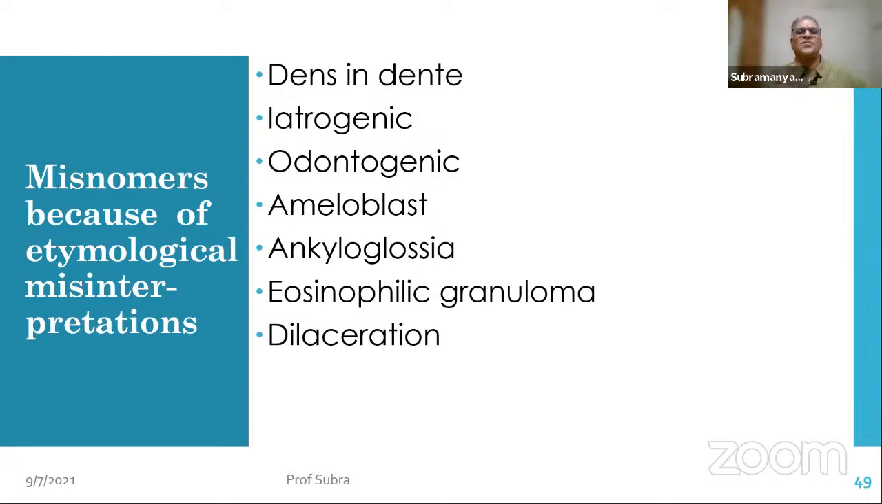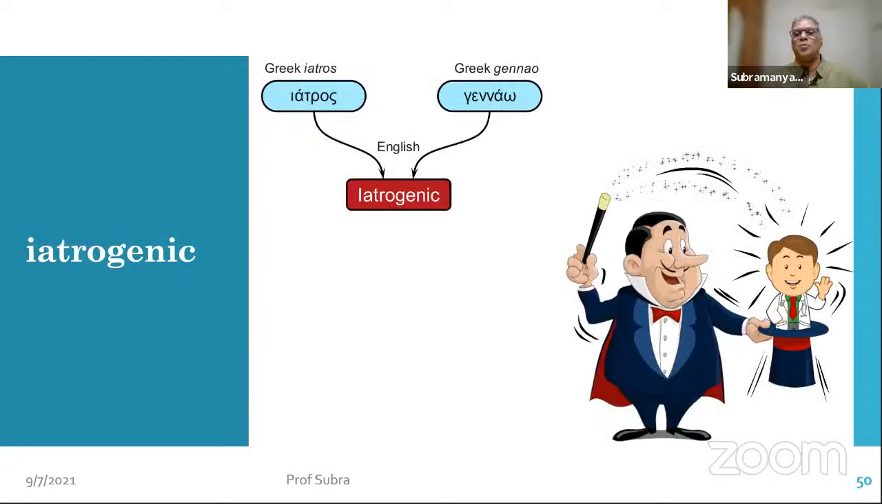When we use the suffix genic, which means producing, like when I say fibrogenic, it means capable of producing fibers. Chondrogenic, capable of producing cartilage. Osteogenic, producing bone. So iatros means physician, and the term iatrogenic would be producing a physician. But we use the term iatrogenic for stating that it has been produced by a physician. If you look at the word, genao means to produce, iatros means physician. So iatrogenic means producing a physician.